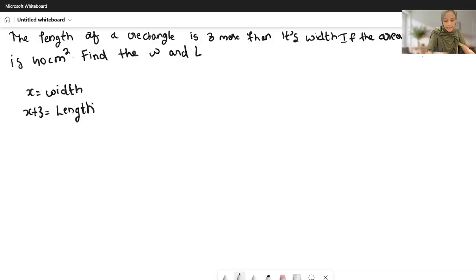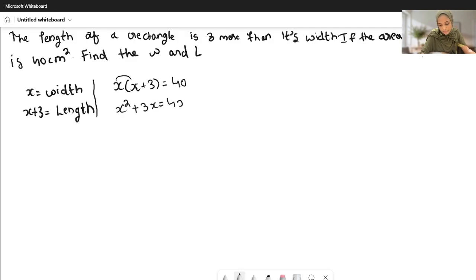Right, and the area is 40 centimeter square, and we know that width into length is the area. So x into x plus 3 is going to be the area, which is 40 centimeters square. Now we multiply this like this. So x into x is x square plus x into 3 is 3x is equal to 40.